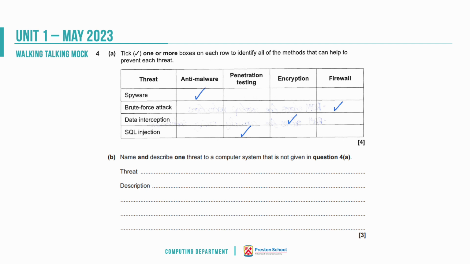So you need to be thinking around all of the different threats that are part of the course, and you knowing which of those prevention methods are most effective for each threat given. We're then asked to name one more and to describe, thinking about our exam technique, what and why, that's not given in question 4A.